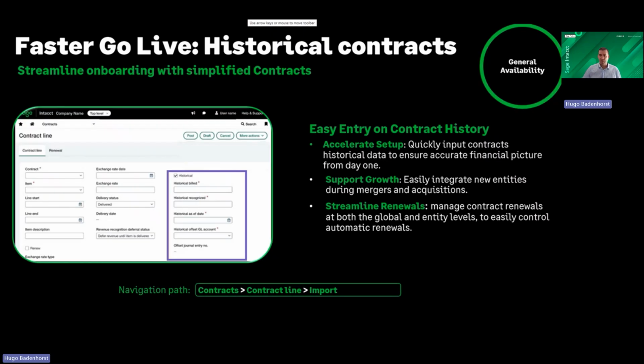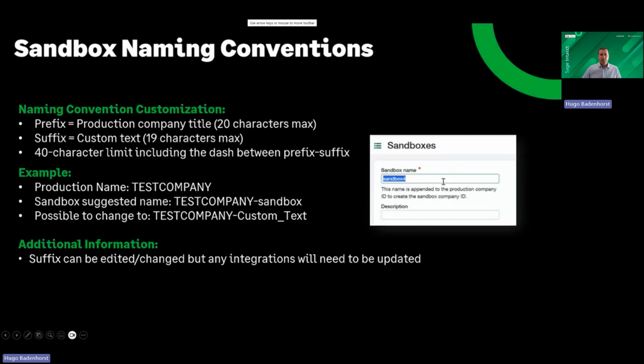So these are just a couple of the things that we enhanced on that side. I mentioned on the admin side, there's a few things that we've done. We now have the ability to rename the sandboxes to something more relevant. Initially, a couple of caveats obviously. The naming convention will still have the prefix of your production company. So if you call it microchannel, it'll still have microchannel dash, and then you've got 19 custom characters that you can put in there. Okay, so 40 characters is the limit that we've got there. That includes that dash as well.